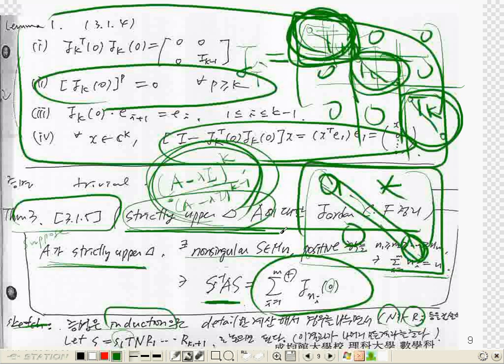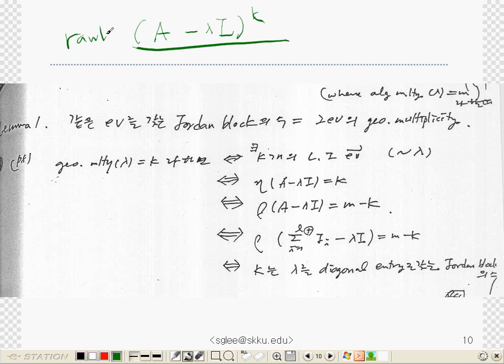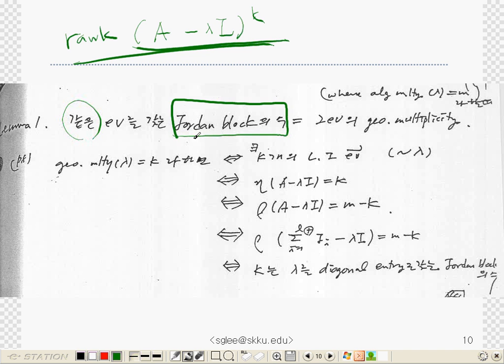So basically the proof for this theorem, the Jordan canonical form for this strictly upper triangular matrix A, just comes from the property that we already examined. All the detail comes from the understanding of the length of this. So the number of Jordan blocks for one eigenvalue lambda was defined as the geometric multiplicity of that eigenvalue.